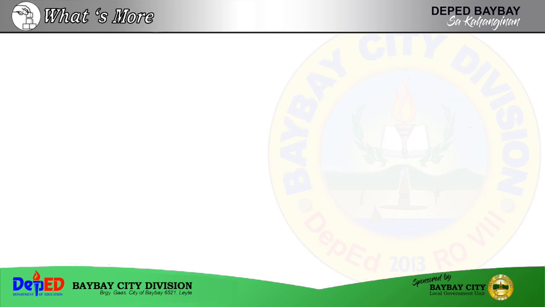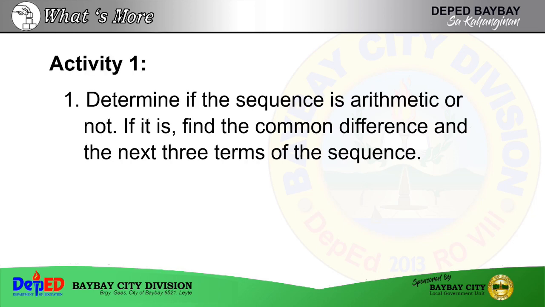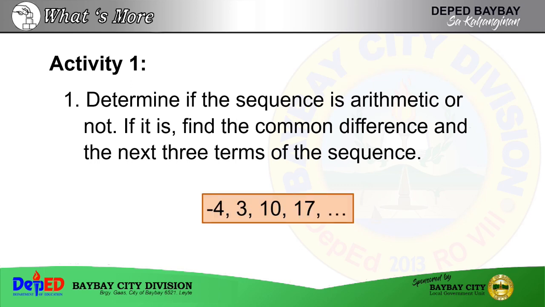From the discussion on arithmetic sequence earlier, answer the problems found in Activity 1. Number 1. Determine if the sequence is arithmetic or not. If it is, find the common difference and the next three terms of the sequence. -4, 3, 10, 17.